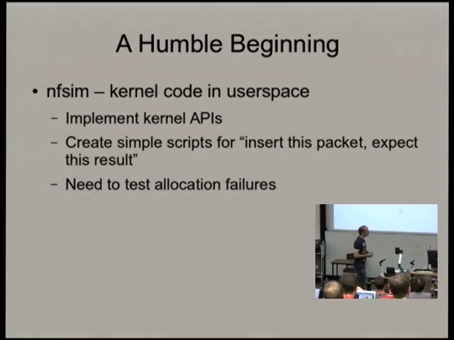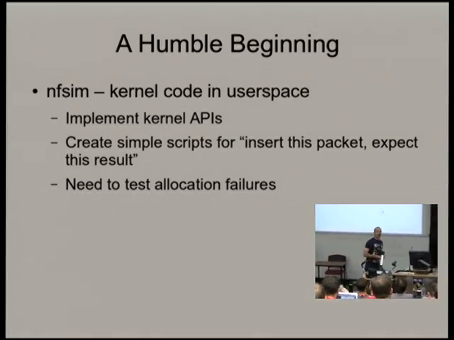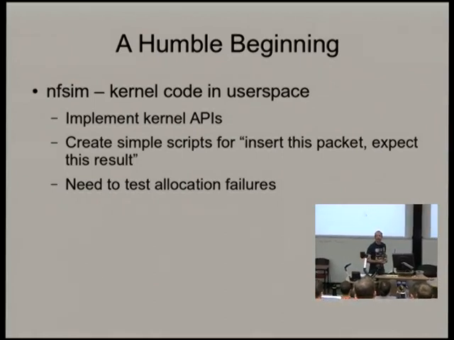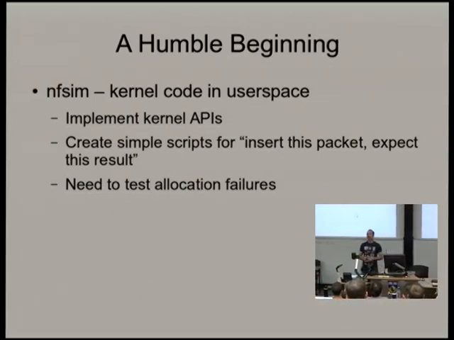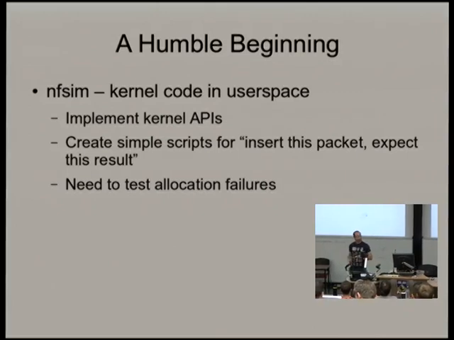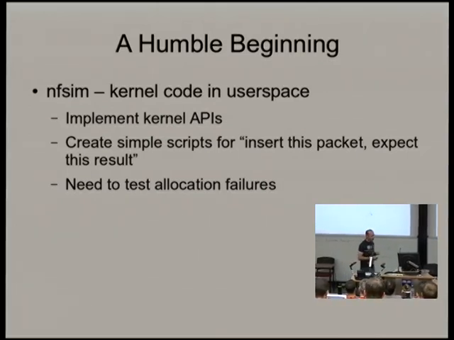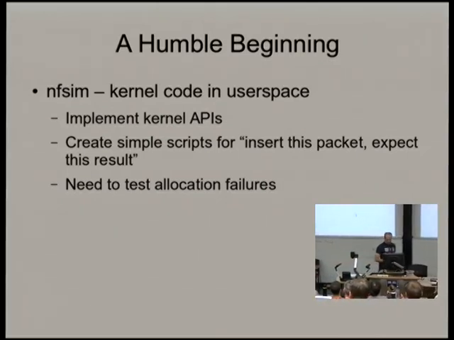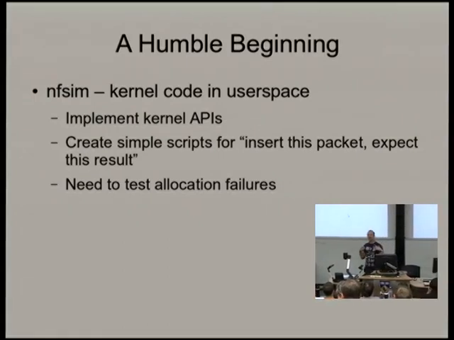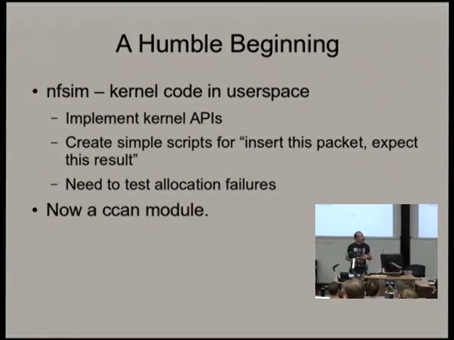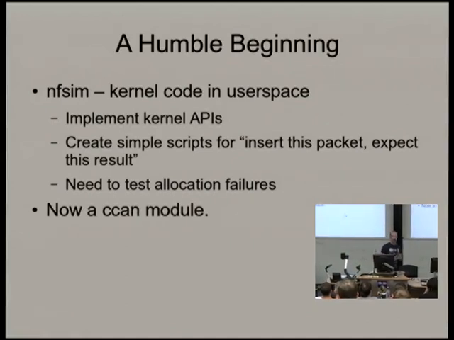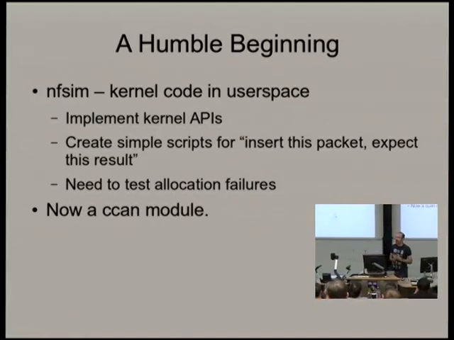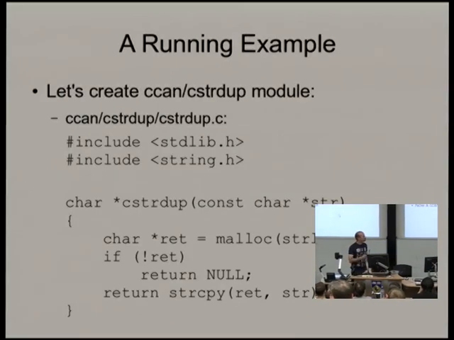Worst of all, there are cases where you can deliberately trigger allocation failures, so people can use them for exploits. So it's actually very important to test that stuff in the kernel. The trick that we used to test that in NFSim became failtest, which is now a CCAN module. It's a CCAN module because all my code these days is CCAN modules. So the CCAN module is called failtest, and that is the topic of the talk.